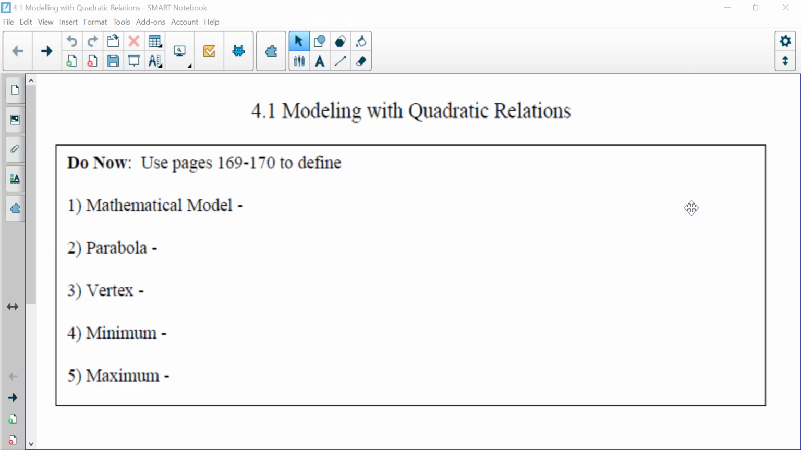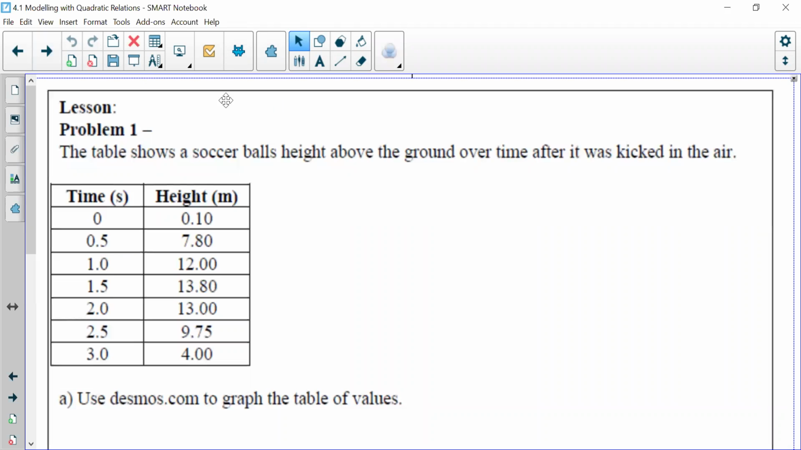As I mentioned, we're just going to go through this together, but I'll give you time on Monday to copy it in your lesson workbook. And I'll have you define these terms using a textbook on Monday. Okay, so we'll just start here.